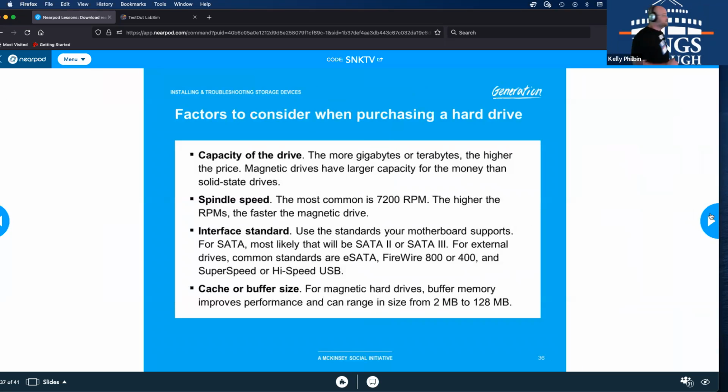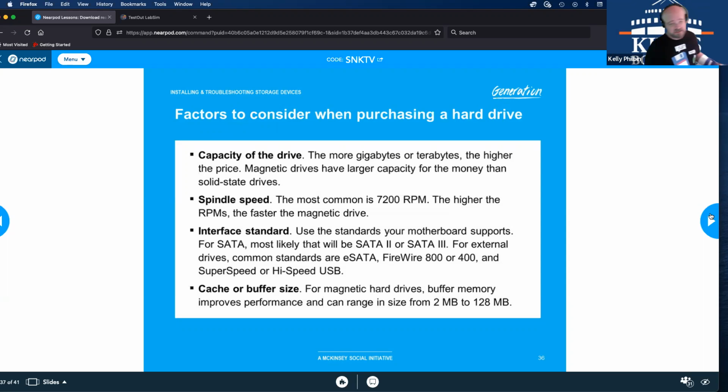Now we can talk about some factors to consider when getting a hard drive. The biggest one usually is how much it holds, how much stuff I can put on it. If you have really large amounts of storage, magnetic drives tend to be your go-to. It could be the speed. As we talked about on magnetic drives, the faster the spindle speed, the faster it can read and write data.